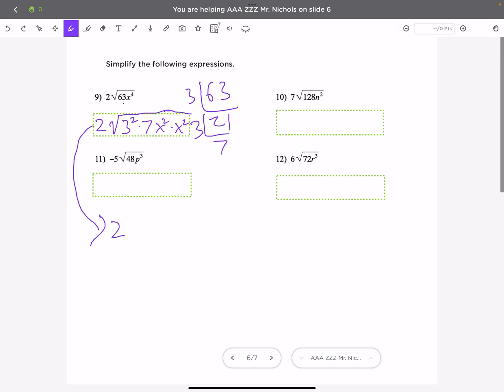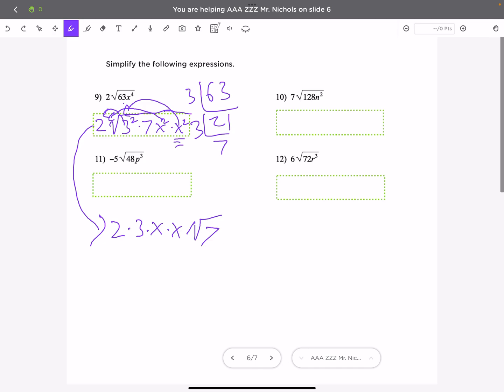This 2, the square root of 3 squared is 3. The square root of x squared, so the 3 squared comes out, the x squared comes out, and the other x squared comes out. So the square root of x squared becomes x. And the square root of my second x squared also becomes x. And the only thing left inside is the 7.